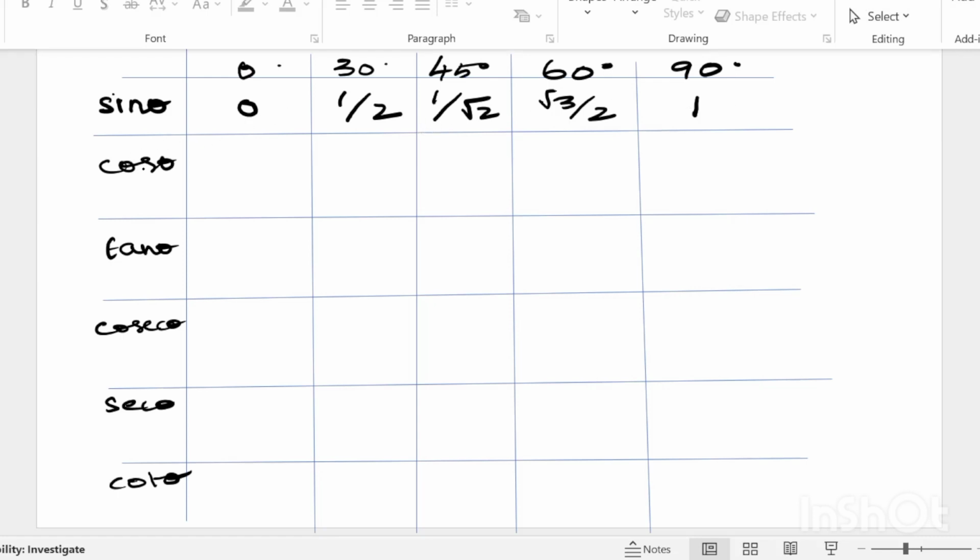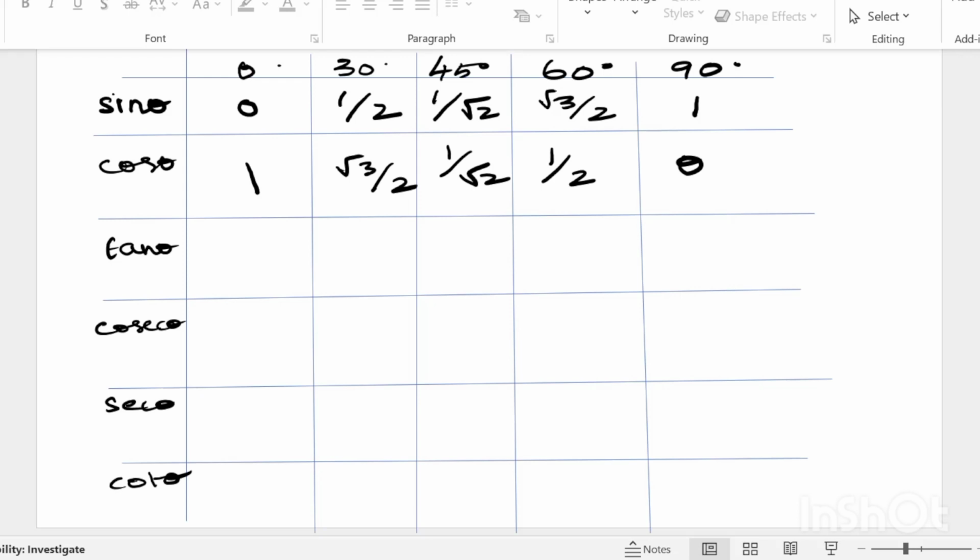Okay. Now for the values of cos theta, what you can do is you can write this in reverse order. Like 1, root 3 by 2, 1 by root 2, 1 by 2, and 0. That is, the value of cos 0 will be 1, and the value of cos 45 will be 1 by root 2, like that. Okay.